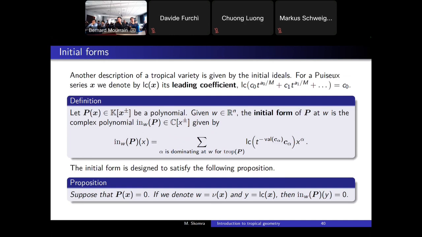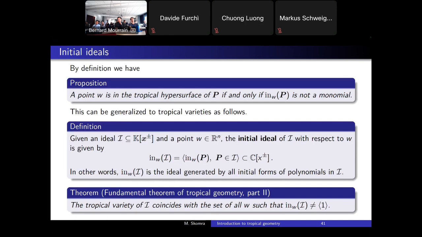And then when you write this definition, you will realize that it means that there is this polynomial over complex numbers that has to cancel on the leading coefficient. So you can introduce such a polynomial over complex numbers. And now with this polynomial, we have this very simple proposition, which is just the definition, that the point is in the tropical hypersurface if and only if this initial form W is not a monomial.